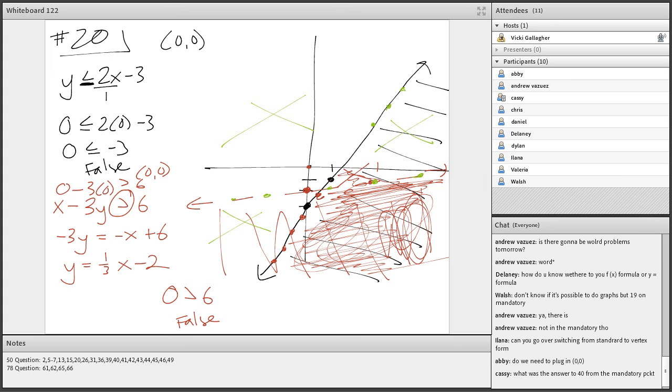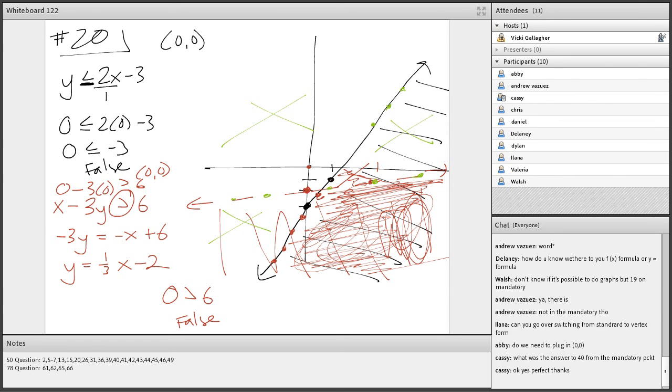Number 40, the answer is x minus 5. We did do that one in this session, so again, you can rewatch it when we're done to figure that out. Do we have to plug in 0, 0?